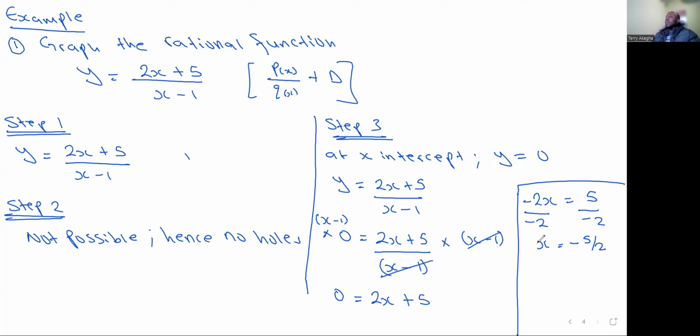So the x-intercept, we can now say when x is minus 5 over 2, y is what? 0. So that is the x-intercept for that. Or you can write minus 5 over 2 as the same thing as minus 2.5. So if you want, you can also write this as minus 2.5 comma 0, if this will make you happy. All right? So you can write it as minus 5 over 2, comma 0, or as minus 2.5, comma 0. All right. So that is step 3.